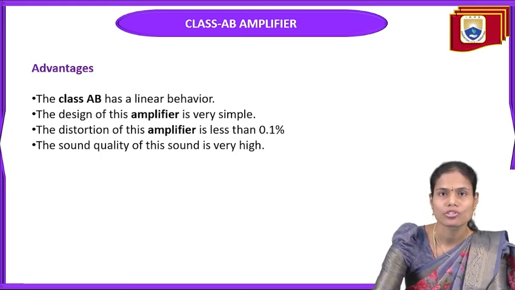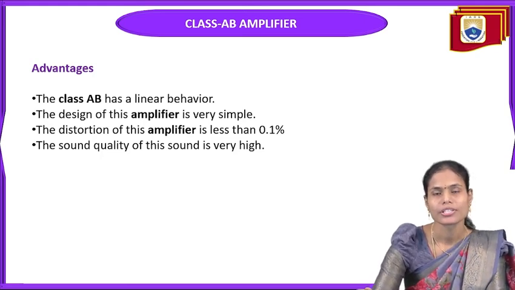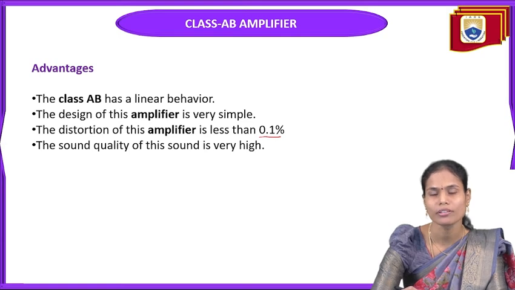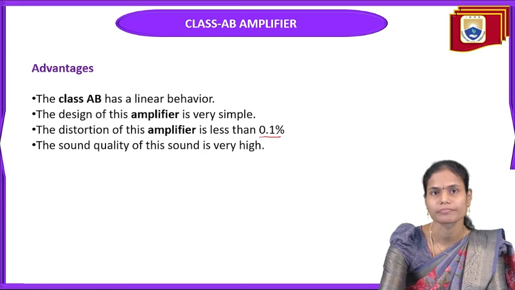While coming to the advantages of this class AB power amplifier, it has linear behavior and it is a simple circuit. Why? Because we are not using any transformers to design this circuit. Only diodes and transistors are utilized to design this particular circuit. The distortion is very low, almost 0.1%, and the sound quality of this class AB power amplifier is very good. So these are the advantages. We achieved the efficiency as well as less distortion by using the class AB amplifier.